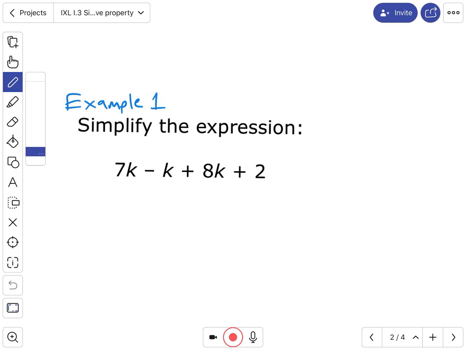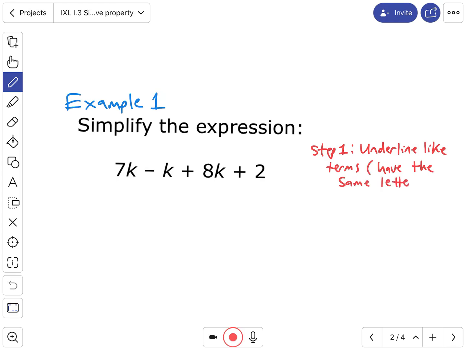But the first step here, when you're combining like terms, is to, I'm going to write step 1. I want you to write this too. I want you to underline the like terms, which means they have the same letter or no letter at all, same variable. So in this case, all the k's would be like terms. The 2 would not be underlined since it does not have a k.